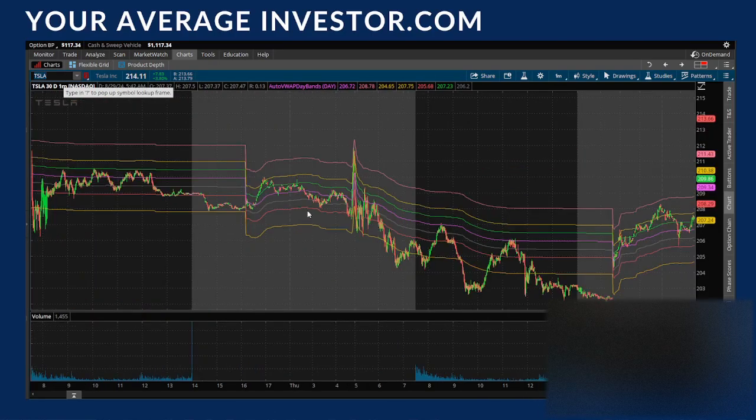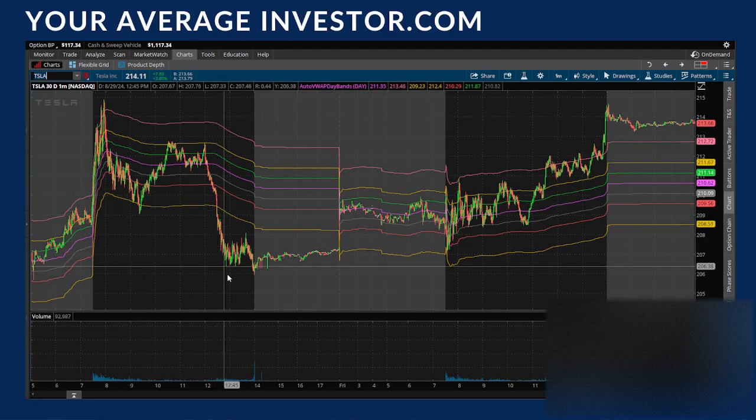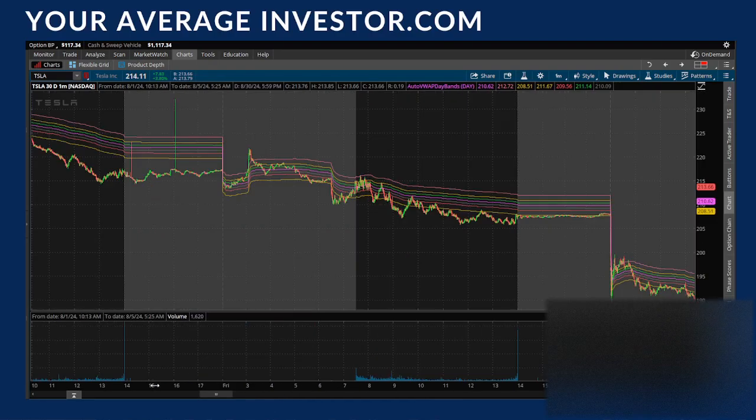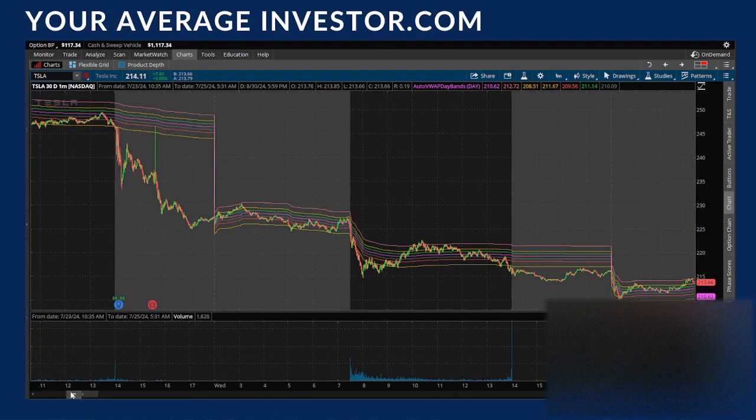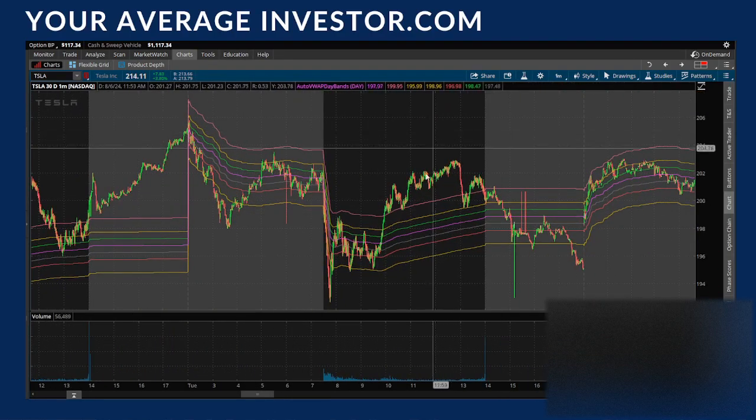You'll see on Tesla, these bands a lot of times are completely meaningless. The 1% above, look at this, 1% below just crashes through. Let's see if there's any more really drastic examples just off the cuff. I don't see. Oh, here we go. Right, way more than 1% above.